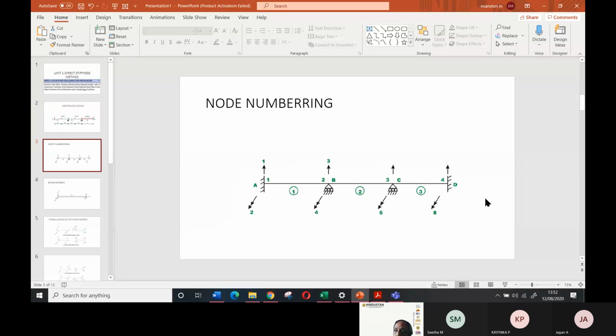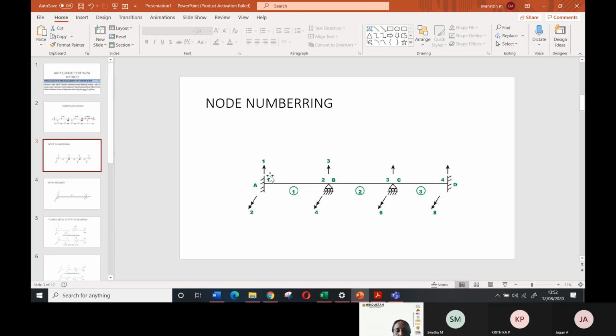Continuous beam means a beam with three or more supports. We call it a continuous beam. So first you number the members as 1, 2, 3. Are you able to see the cursor? 1, 2, 3, they are the member numbers.